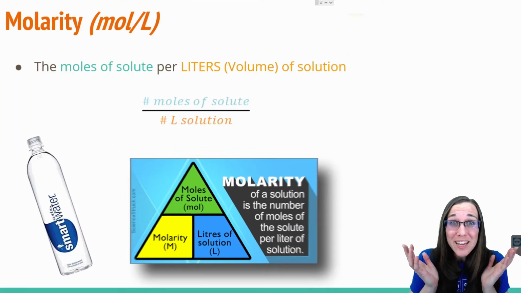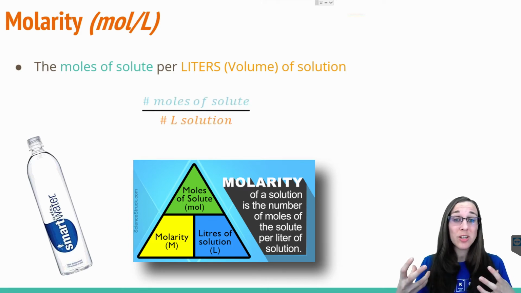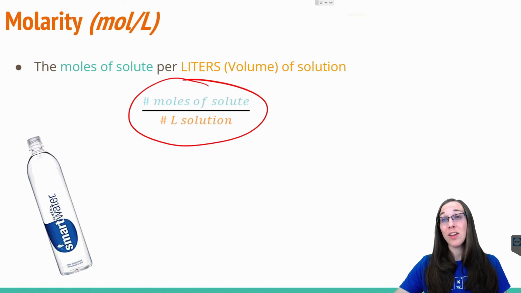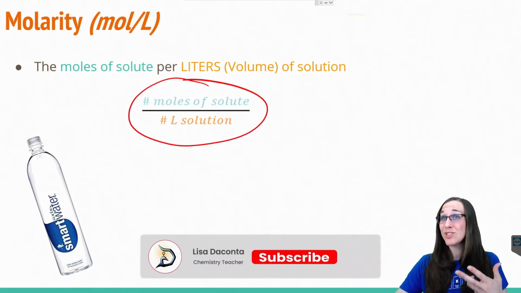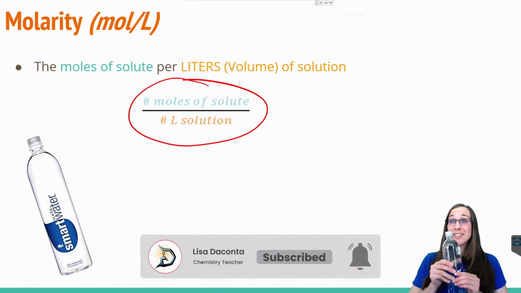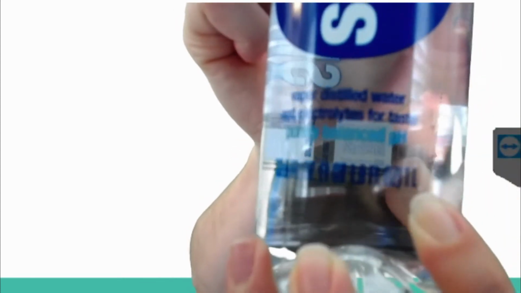What is molarity? Well, molarity is the moles of a solute per the liters or volume of a solution. We represent that as literally a number of moles of solute divided by a number of liters of solution. And I've found that the best way you can visualize this is thinking about a smart water bottle. These smart water bottles are all typically 1 liter for this size.